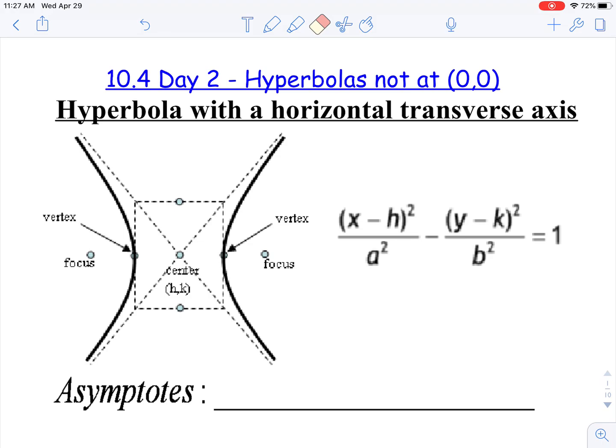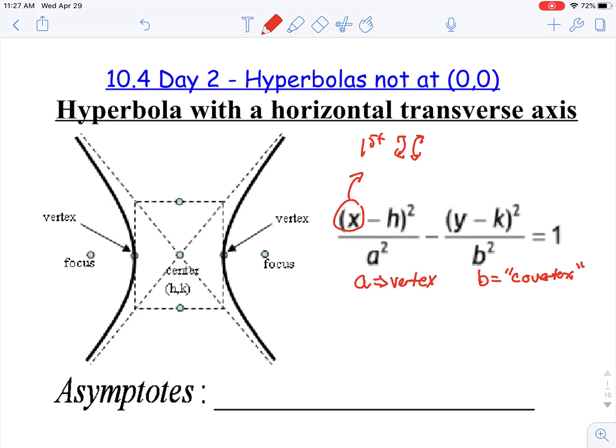Remember that with hyperbolas, you do want to look at which variable comes first. So in this case, for example, if the x comes first, then we know that these branches are going to be opening left and right, just like the x-axis. Remember that the a value here is going to be sending us to our vertex points, and the b value is going to be sending us to what I refer to as the covertex, although technically the covertex points are not part of the graph themselves.